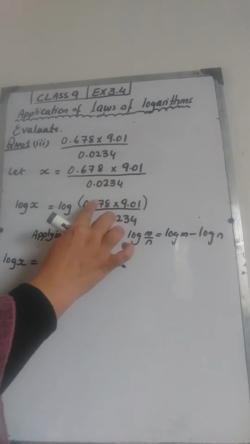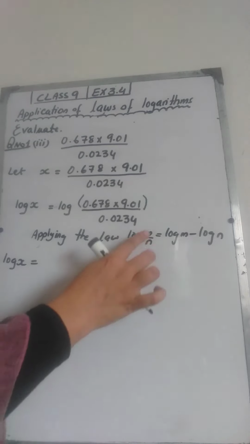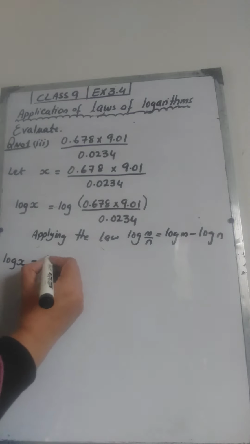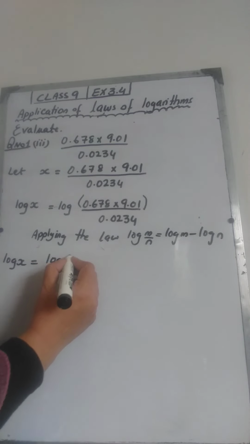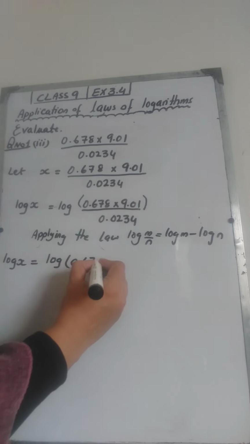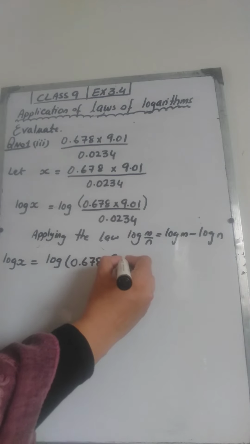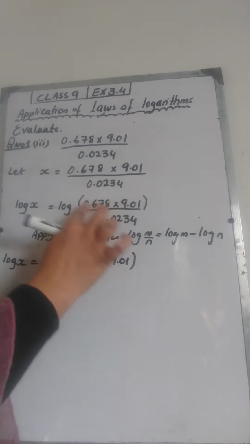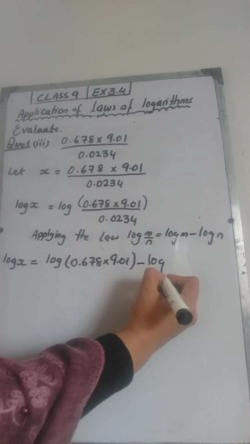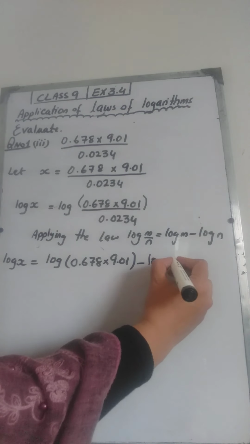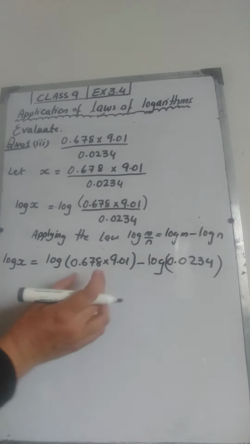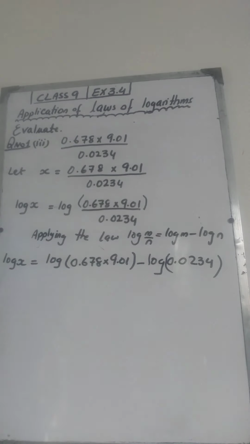The number in the numerator is a product of two numbers. So first we are going to apply the quotient law. Log of m over n is equal to log of m minus log of n. So we are going to write log of m, where m is the number in the numerator, 0.678 into 9.01. This whole number is m, whatever we get as a product of these two numbers, minus log of n. N is the number in the denominator, 0.0234. So log of m minus log of n.